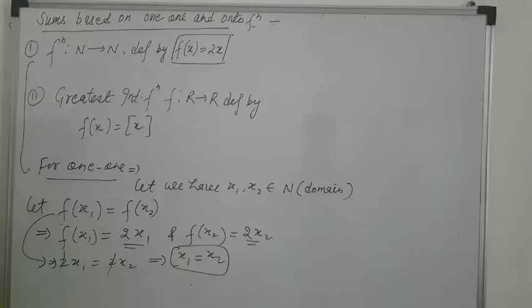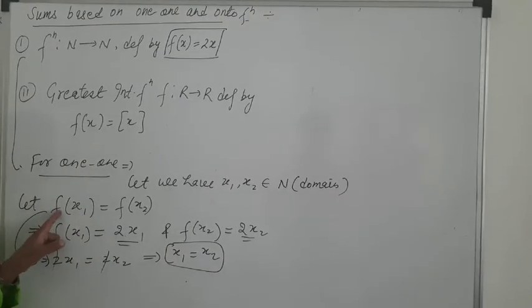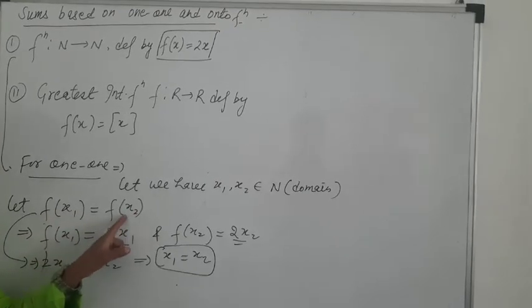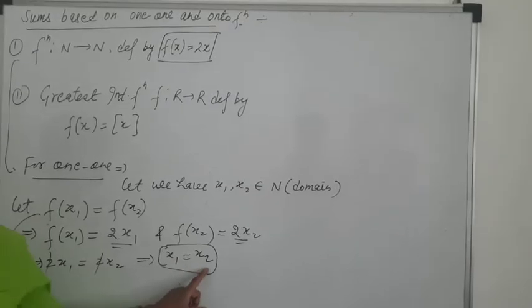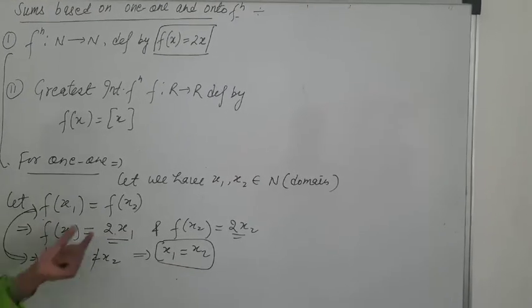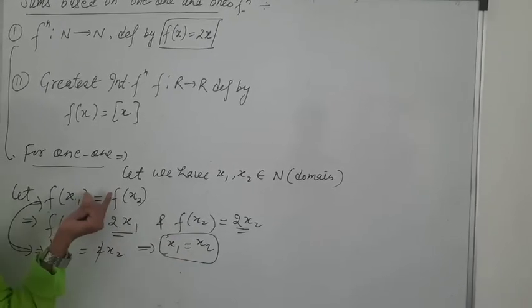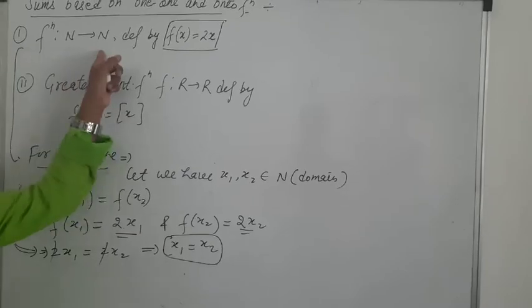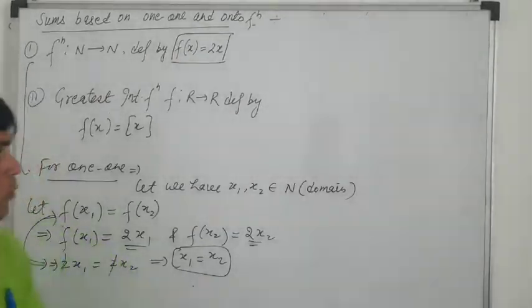It means our condition is fulfilled here, as we have been given that the image of x1, f(x1), is equal to the image of x2, that is f(x2), and this implies that those elements are nothing but the same. It means these two indicate that the same image has the same element. It means different elements have different images. So that's why this given function is one-one. Now come to the onto function.